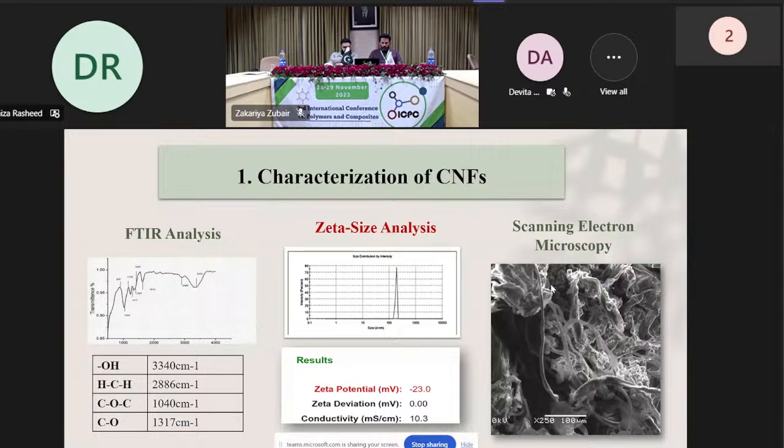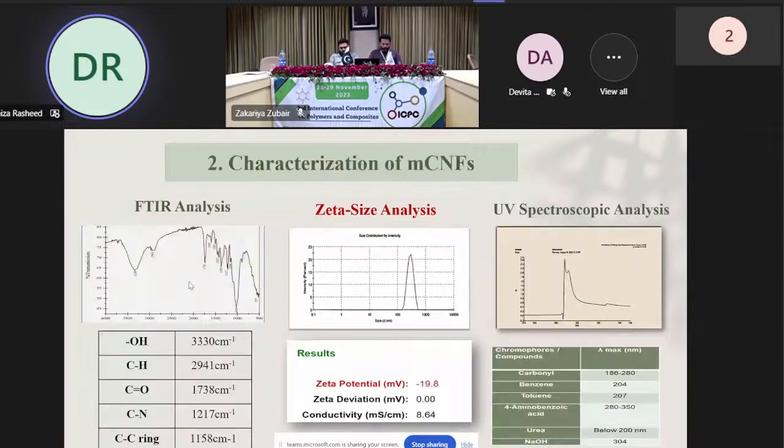We also characterized the modified cellulose nanofibers by the same techniques, and we see additional peaks in FTIR analysis, which indicate that the cellulose nanofibers have been successfully modified by an acylation reaction. We have also seen an increase in size compared to the unmodified cellulose nanofibers, showing the attachment of a heavy functional group on the side chain of cellulose nanofibers, and the zeta potential was also reduced, showing increased stability of the modified cellulose nanofibers in solution.